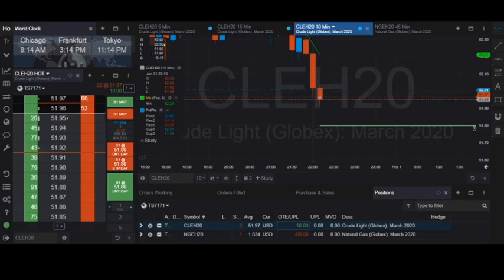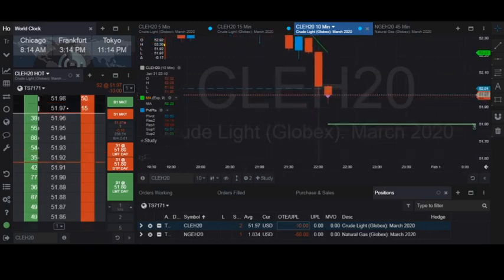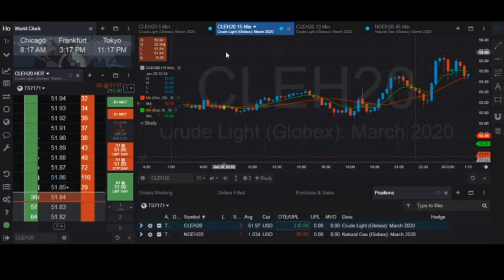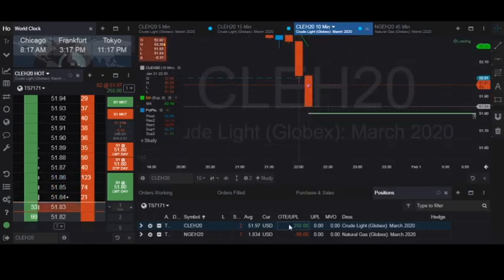Okay, still waiting. By the way, I'm using this chart of 10 minutes. I'm expecting penetration to the downward movement, so this is going to take some time. Sorry, I think I have pulled a stop. Okay, let's take a look. Okay, we have a profit of 230.